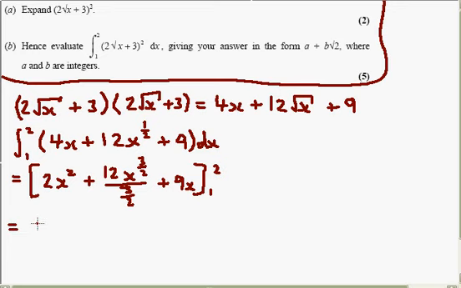Now let's simplify this. So I get 2x squared. Now I'm dividing by 3 halves, which is the same as timesing by 2/3. 2/3 of 12 is 8, so that's 8x to the 3 halves plus 9x, evaluated between 2 and 1.